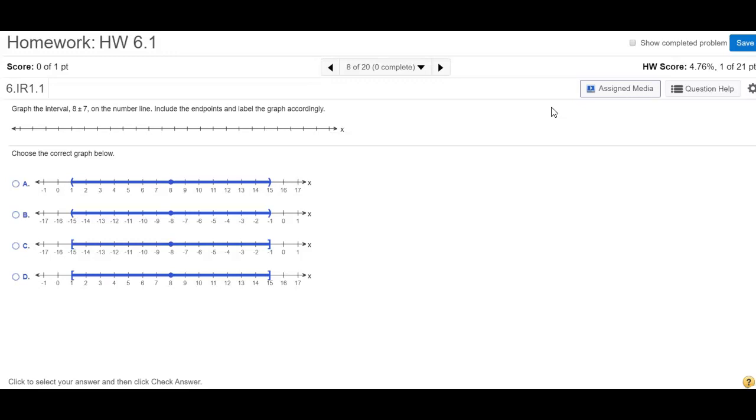I have deleted the first 7 problems and a couple of other problems which you might not need for this semester. Graph the interval 8 plus or minus 7 on the number line. So they're telling you to graph something that starts at 8 and plus 7 and minus 7. So 8 plus 7 will give you 15, right? And 8 minus 7 will give you 1. So your interval should be 1 to 15.